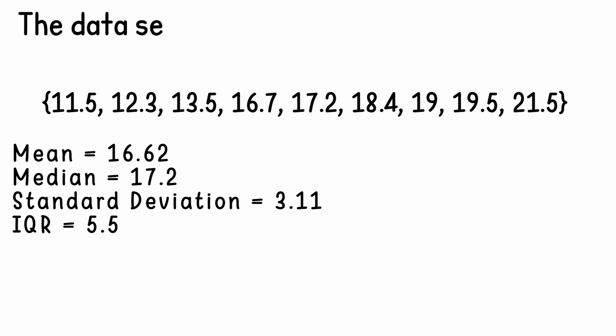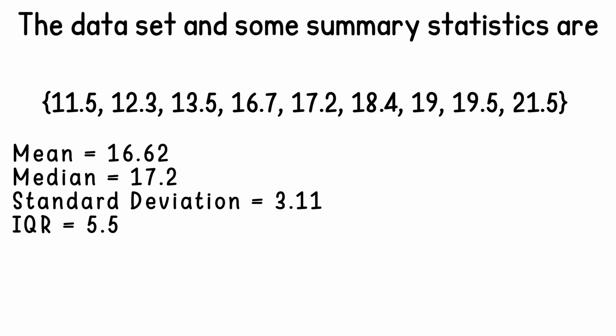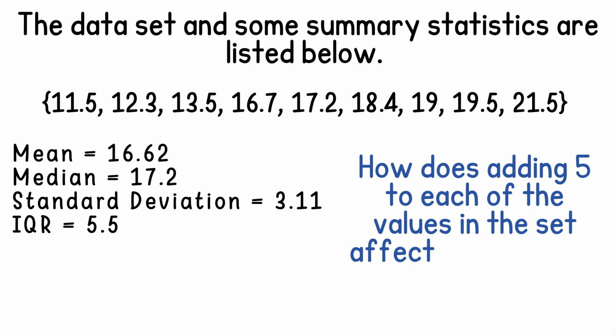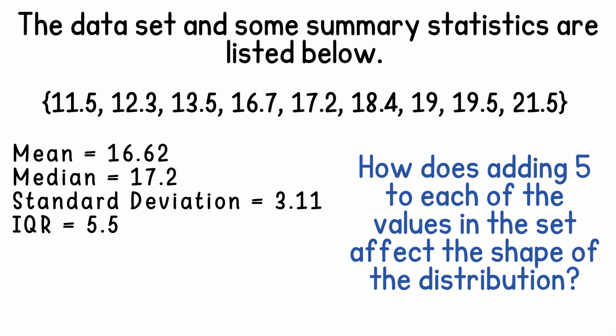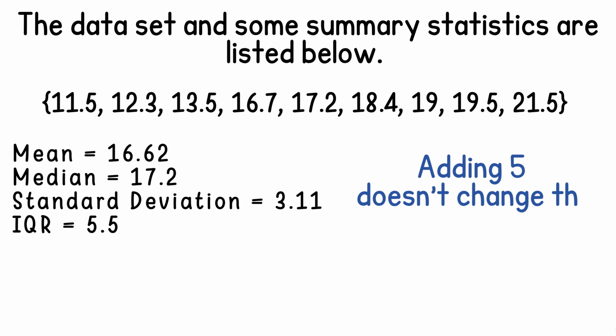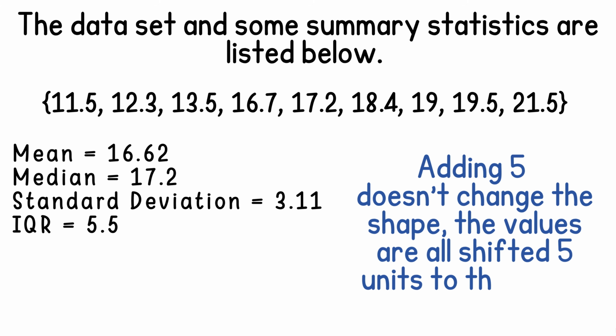The dataset and some summary statistics are listed below. So we have this data set, and the mean is 16.62, the median is 17.2, the standard deviation is 3.11, and the IQR is 5.5. How does adding 5 to each of the values in the set affect the shape of the distribution? Adding 5 won't change the shape, but all values will just be shifted 5 units to the right.